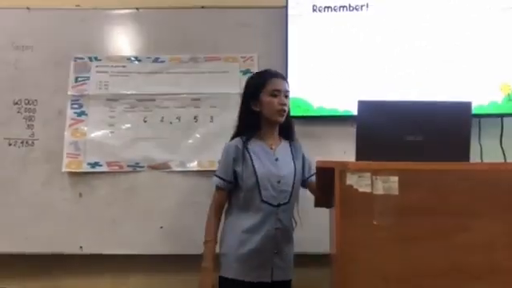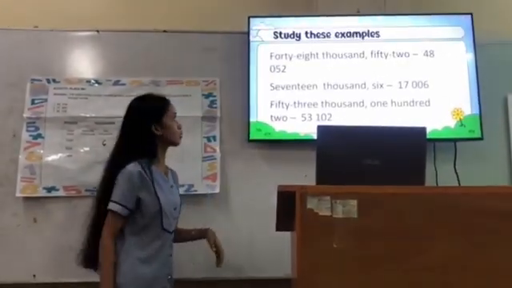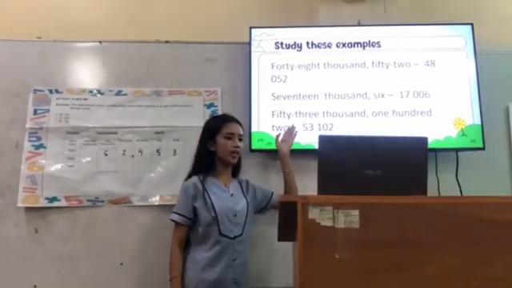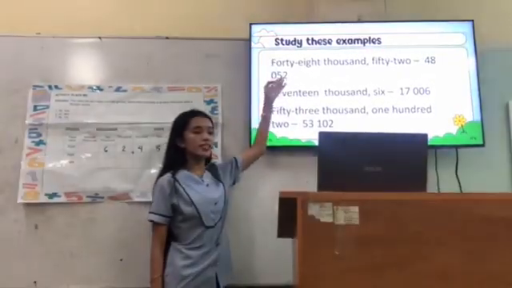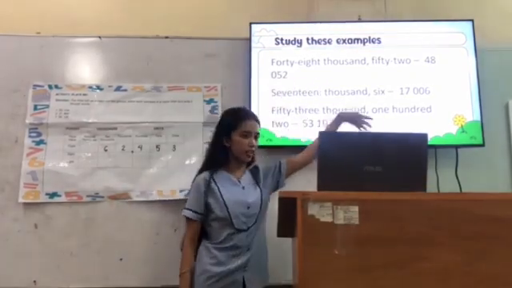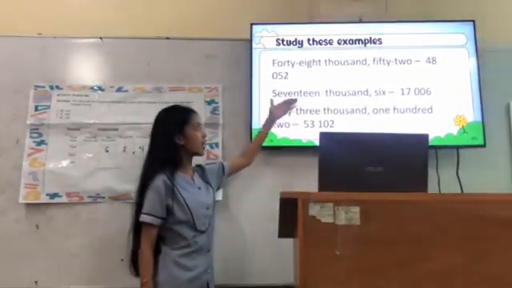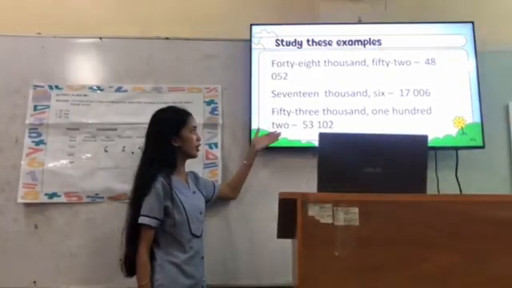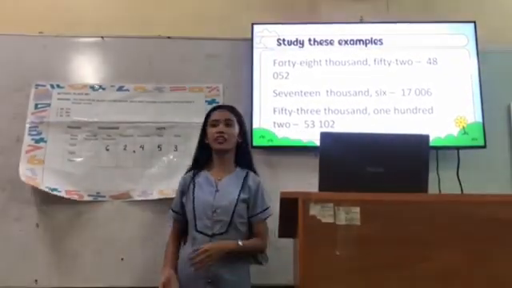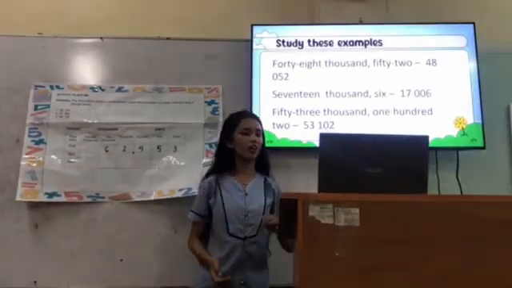Okay, so let's study this example. We have 48,052. As you can see, the number 0 is there, but we did not read it, as well as here, 70,006 and 53,102. Okay, do you really understand? Alright.